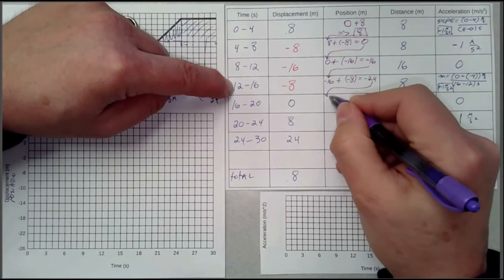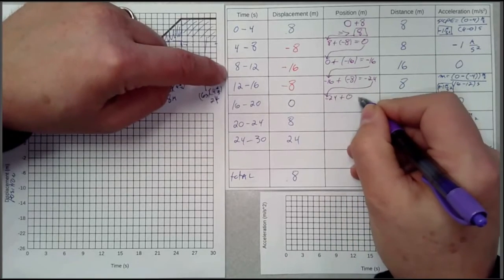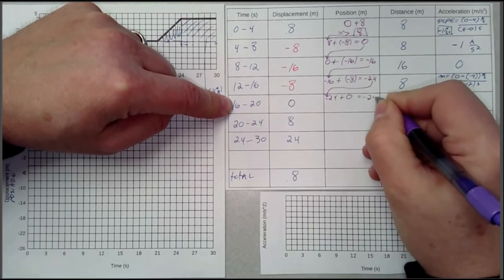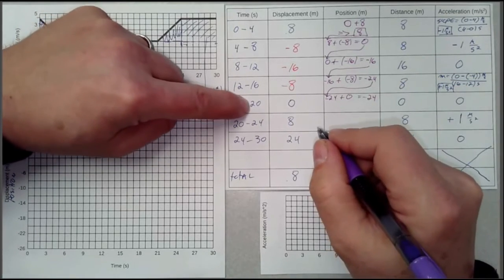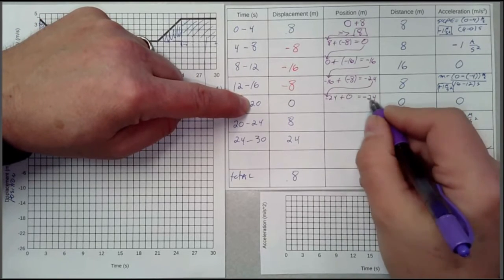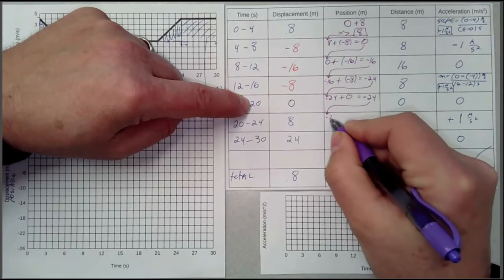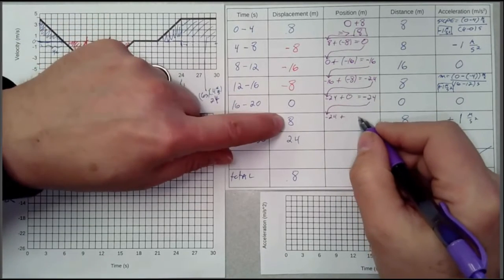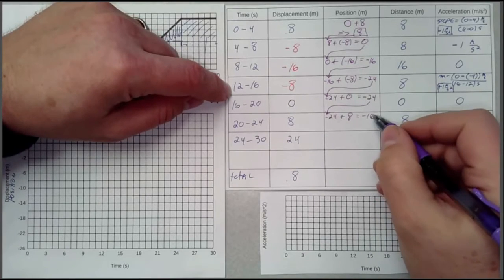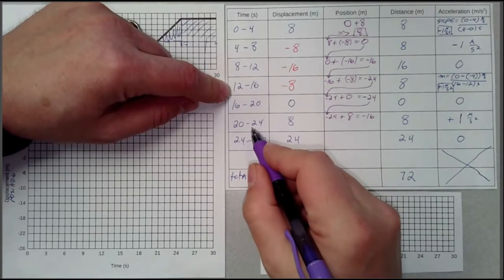All right, next, negative 24 plus 0, right? Because I'm not moving. I'm still at negative 24 at the end of 20 seconds, right? From 16 to 20 seconds, I haven't been moving, so I'm still going to be at negative 24. All right. Next, negative 24 plus 8 equals negative 16. Okay. So that's where I am at that point at the end of 24 seconds.